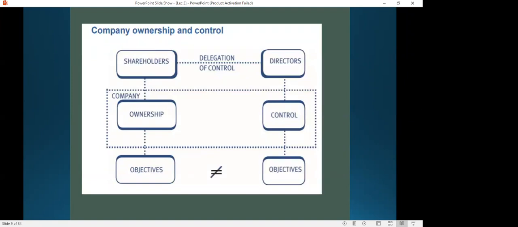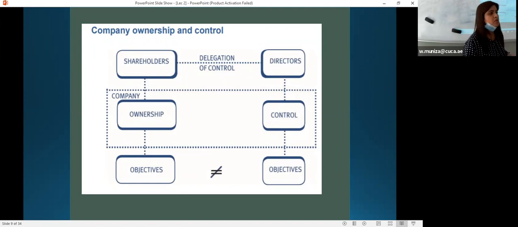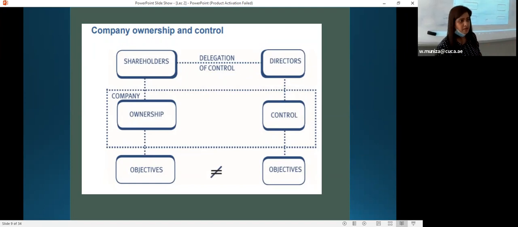Now, this is not a new concept for you: company ownership and control. When we say that we do want regulations in order to regulate the behavior of the directors towards the investors of the company, then we should be looking at this concept as well.